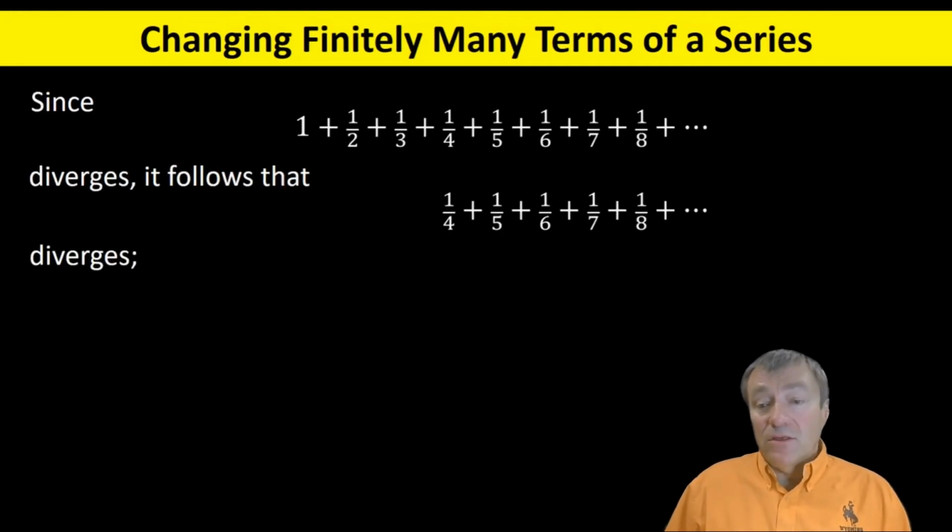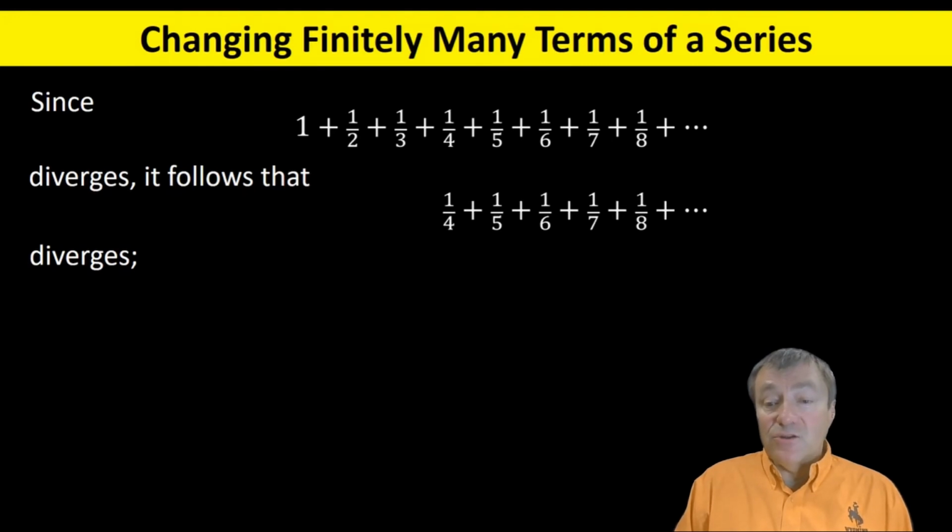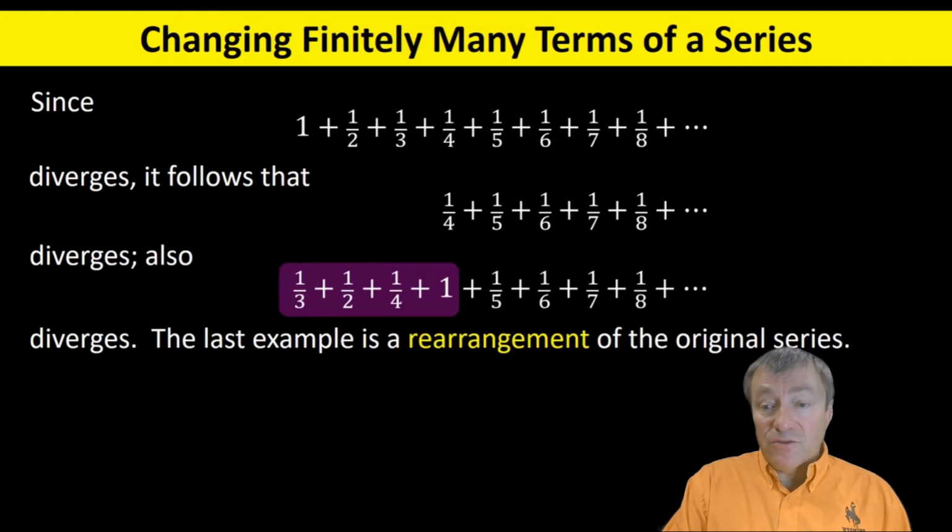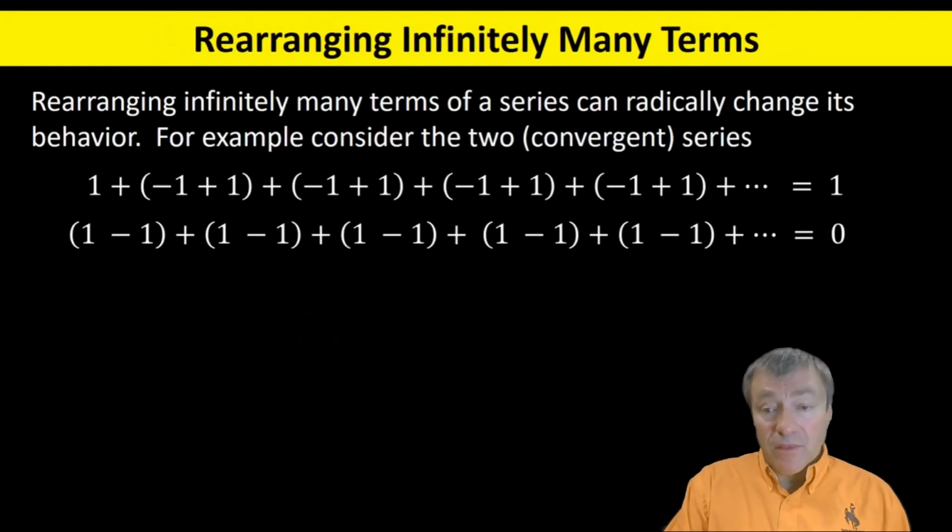Another example, the harmonic series, we know that diverges. If we lose the first few terms, you know you're still going to get a divergent series. So if you permute the first few terms, we also don't change the fact that the series diverges. This last series is another example of a rearrangement. Once again, we've only permuted finitely many terms.